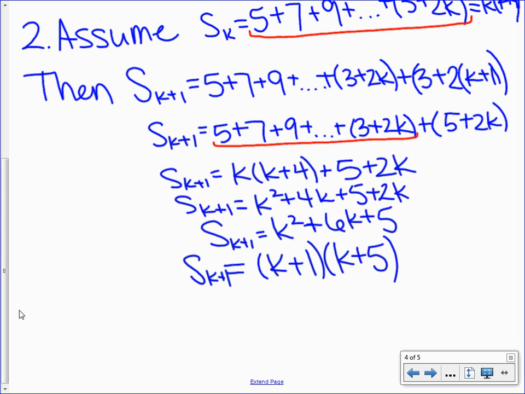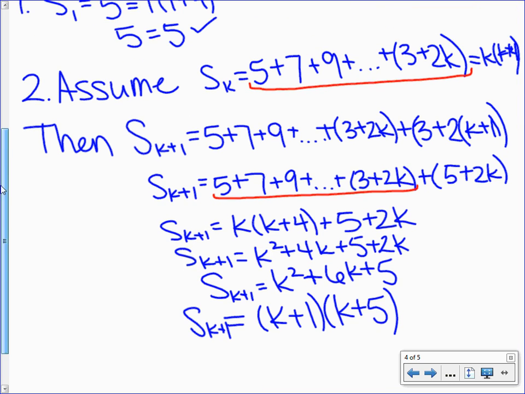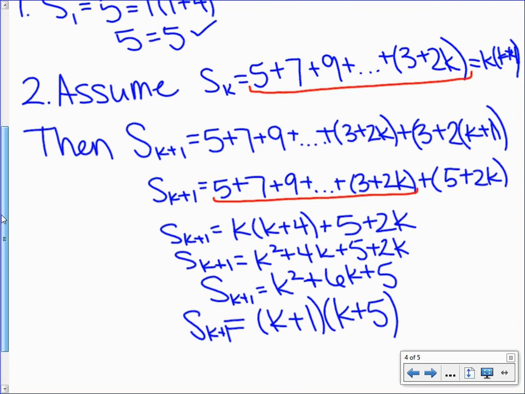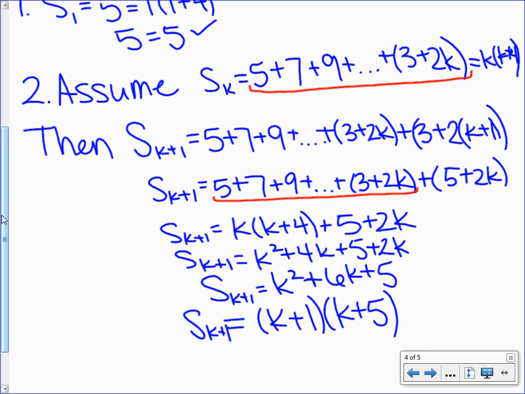I'm still confused about using the k plus 1 and k plus 5. Up here, the sum of our first k terms is k times k plus 4. So we need to show that the sum of the k plus 1 terms is k plus 1 times k plus 1 plus 4. That's what we practiced yesterday, right? Now this is just where it's going in the proof. This is k times k plus 4.